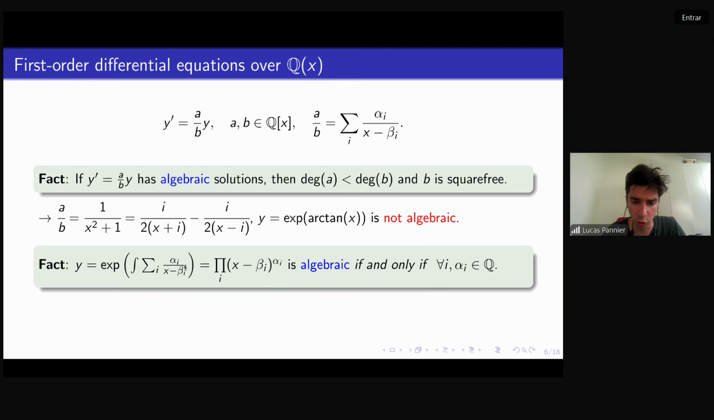We know that y will always have this shape. I did not state it before, but here the beta i's are the roots of b, so they lie in the splitting field of b, and so the alpha i's also lie a priori in the splitting field of b, so they are algebraic numbers. This solution y is algebraic if and only if all residues alpha i are rational. That is, if we put this expression to the appropriate power, we will obtain a polynomial.